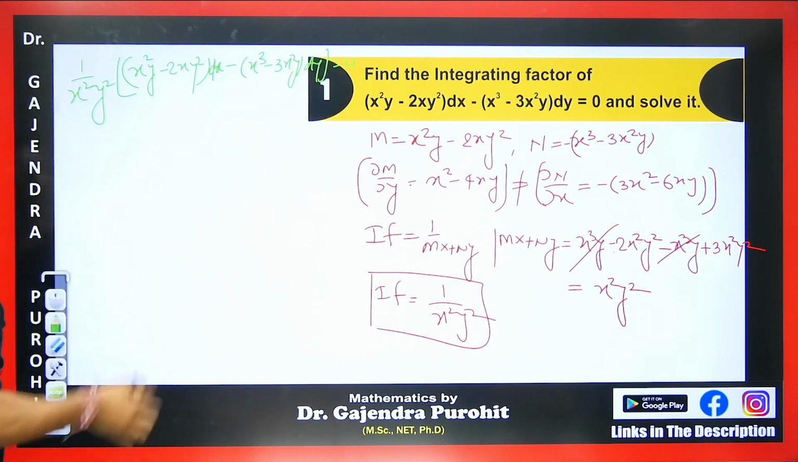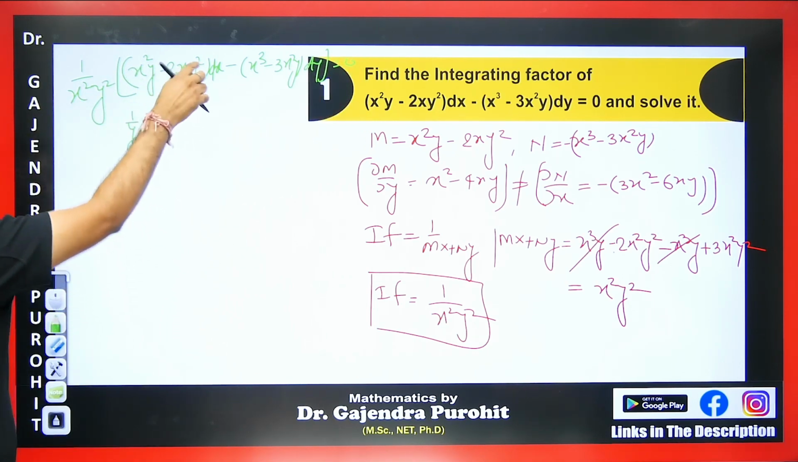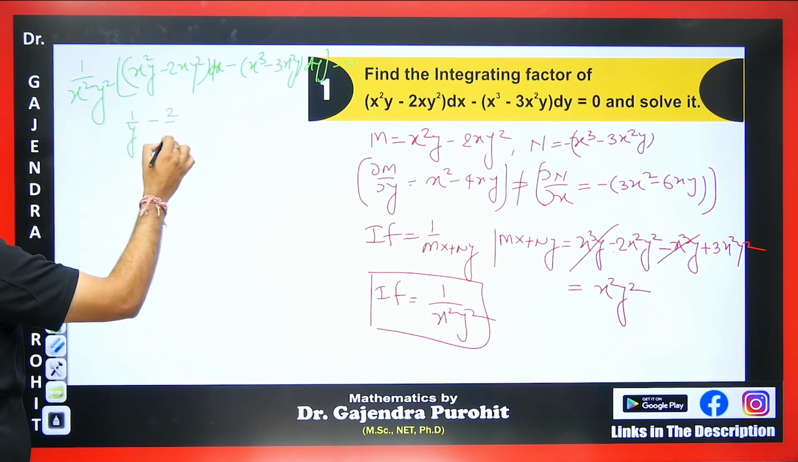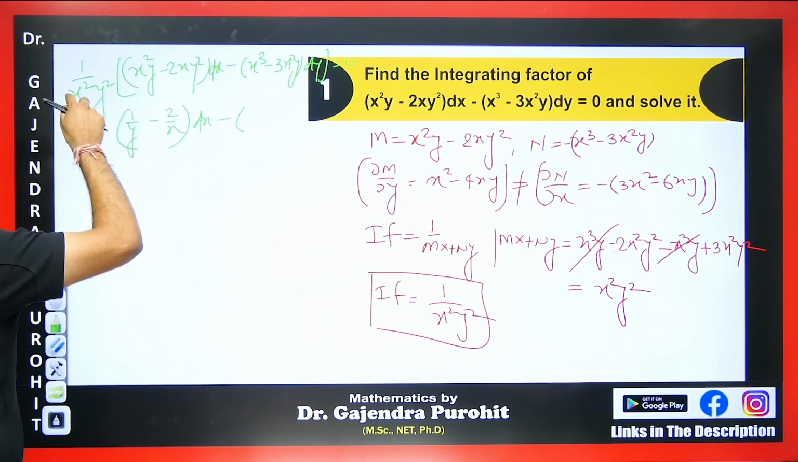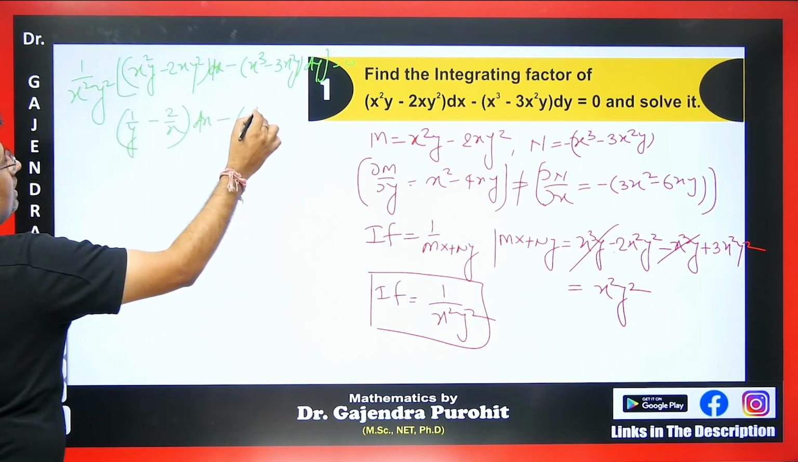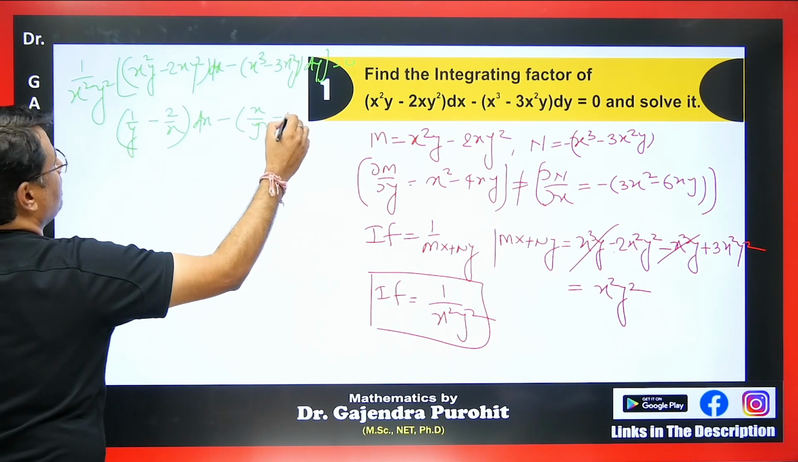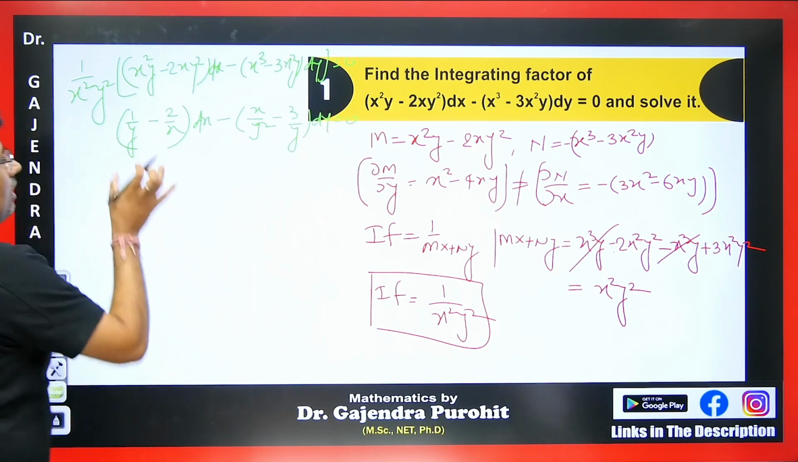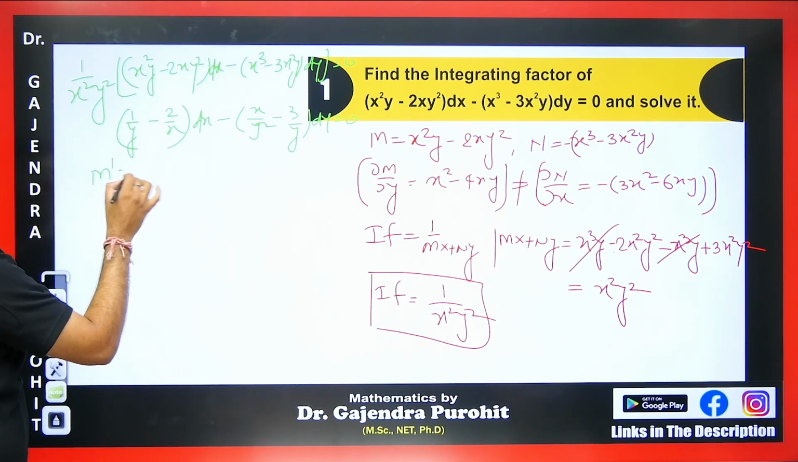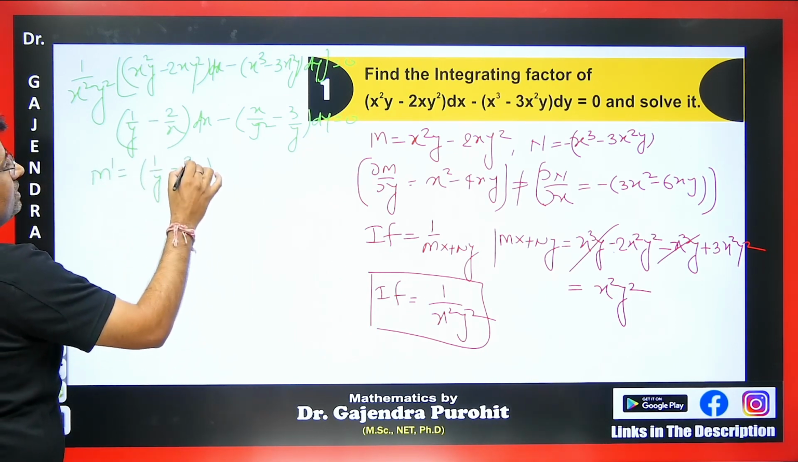Now, when we multiply this, x square cancels with x square. This will become 1 by y, minus, this y square cancels with y square, this will be minus 2 by x dx. And when we multiply this with this, x square will be cancelled. So this will be x upon y square. This x square cancels with x square. This will be minus 3 by y into dy is equal to 0. Now this has become M dash. We will consider this as M dash. Like I explained, if we multiply it, this will be reducible to exact.